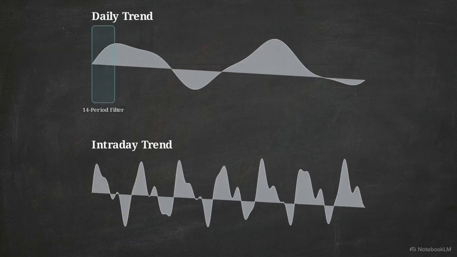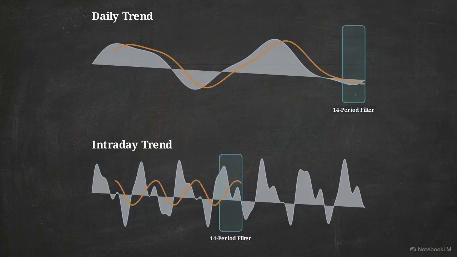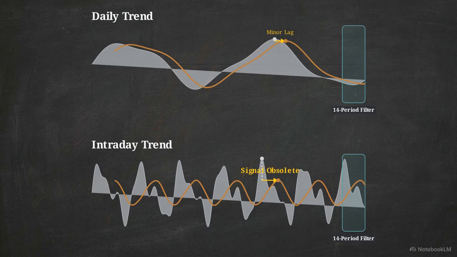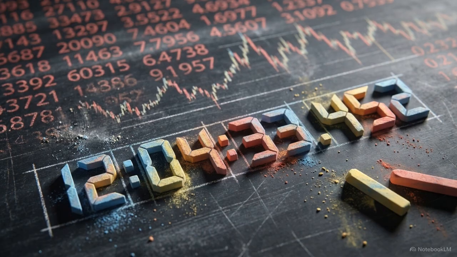Technical indicators are mathematical filters designed to isolate daily trends. On an intraday chart, those same filters introduce a timing delay that renders most signals obsolete. This %K formula reveals the mechanics of delay, measuring the current close against the previous N periods. Two variables create this lag: N, the 14-period lookback, and the %D line, a 3-period moving average of the first result. Applying macro-level settings to a micro-level environment creates a persistent timing disadvantage for intraday traders.